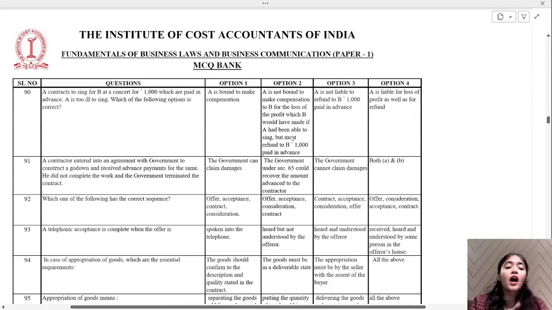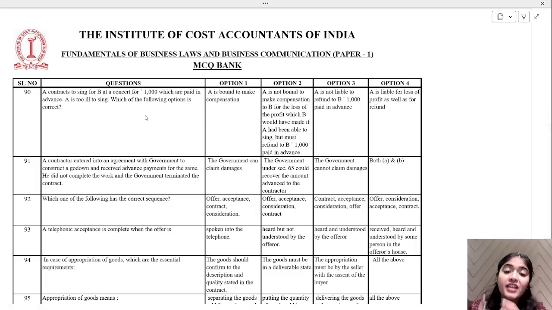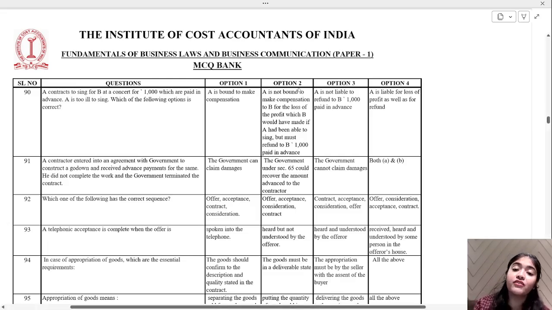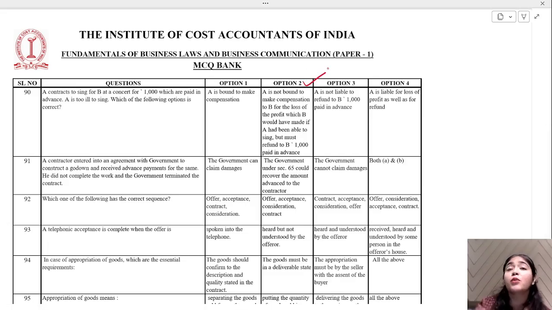A contracts to sing for B at a concert for 1000, which was paid in advance. A is too ill to sing. Which of the following options is correct? A is bound to make compensation. A is not bound to make compensation to B for the loss of profit which would have been made if A had been able to sing, but must refund the 1000 paid in advance. That is the correct option. You have to refund the advance. If some profits were going to be gained, you are not going to refund that. Okay. Now, correct. Let's go ahead.